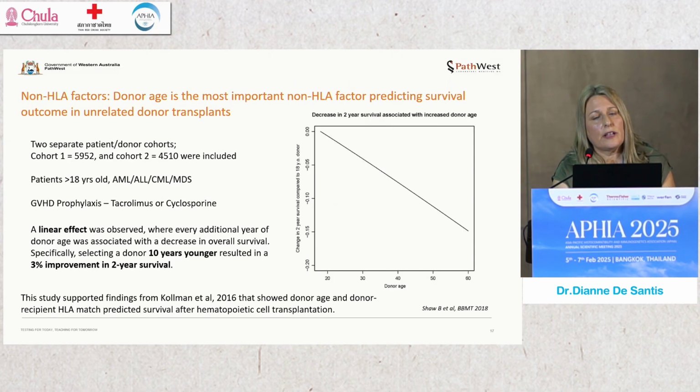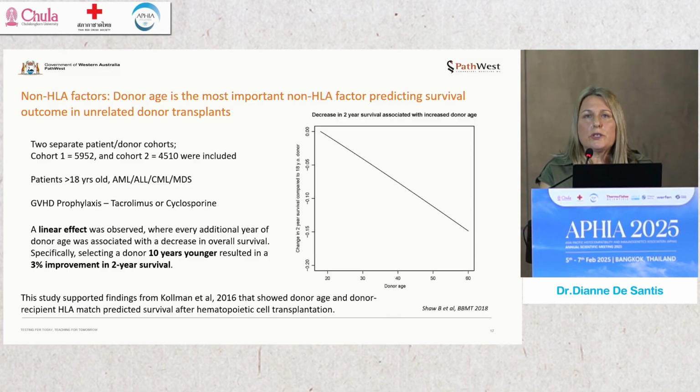So now going back to talk about donor age and non-HLA factors. Donor age in recent years has been shown to be an important non-HLA factor. The study by Shaw et al. aimed to develop a composite score to prioritise unrelated donor selection based on multiple donor characteristics. However, the only factor consistently associated with improved patient survival was younger donor age.